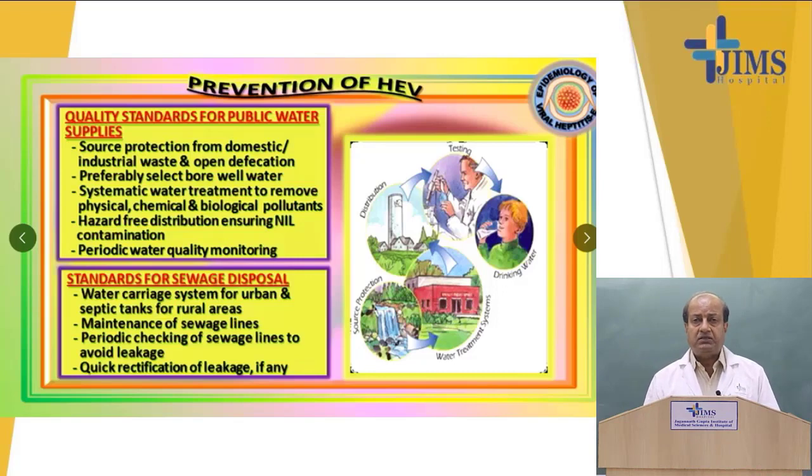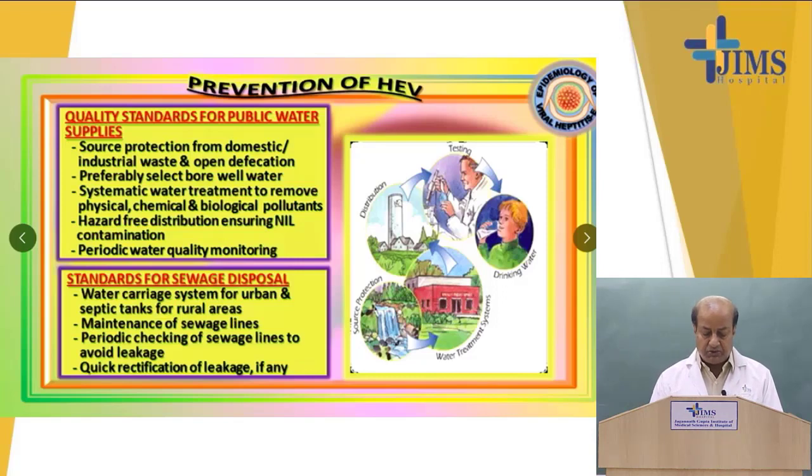Prevention of hepatitis E includes mainly the public health services in the form of standard public health water supplies and the standard sewage disposal. The quality standard for the public health water supply must include the source protection from the domestic industrial pollutants as well as from open air defecation. The source should be identified with a borewell supply.